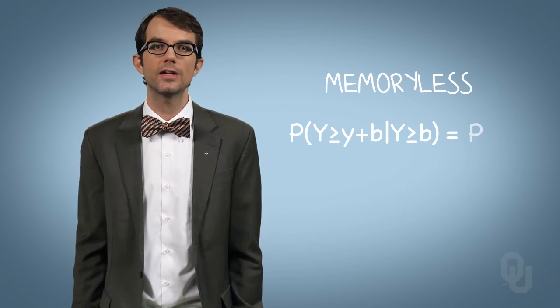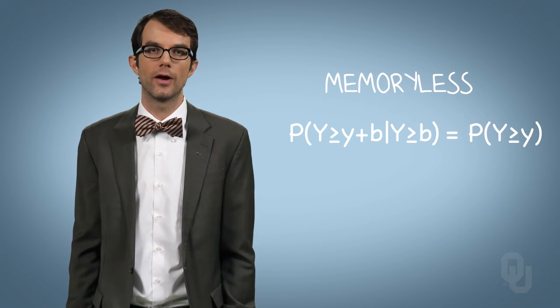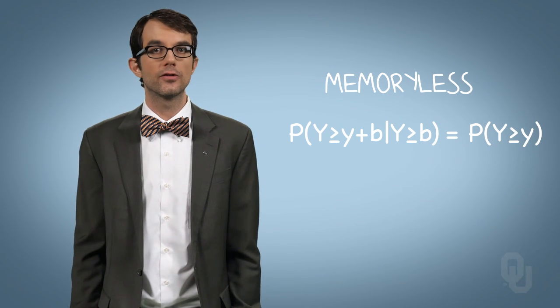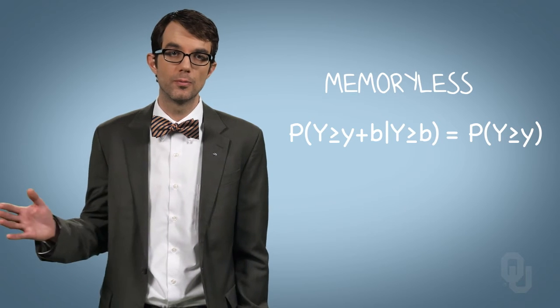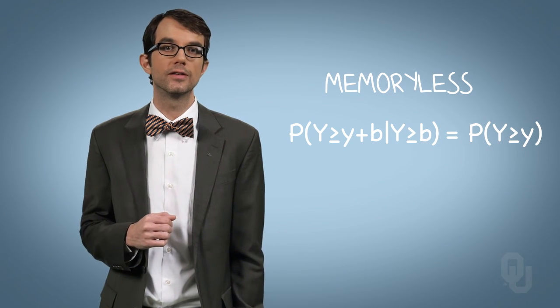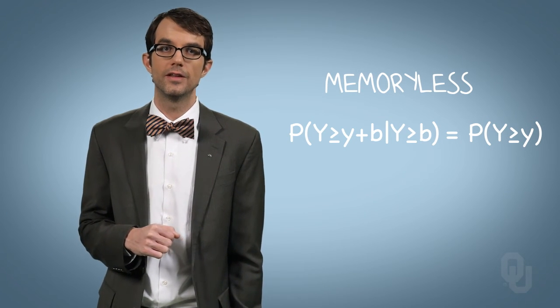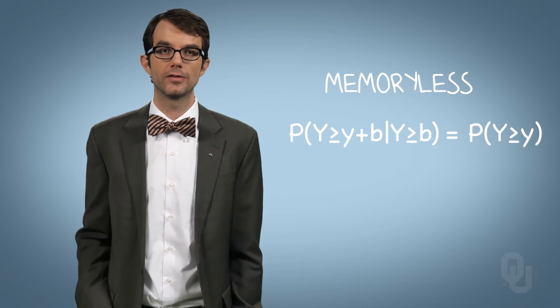One of the famous properties of the exponential distribution is the fact that it's memoryless. That is, if we want to know the probability that the interval is longer than y plus b, given that we've already witnessed that the interval is greater than b, that's just the probability that the random variable is greater than y. It doesn't matter that we've witnessed the process or system for b time periods without witnessing the occurrence that we're looking for. The time to the next occurrence is memoryless.